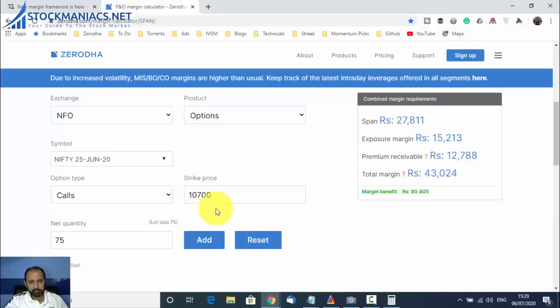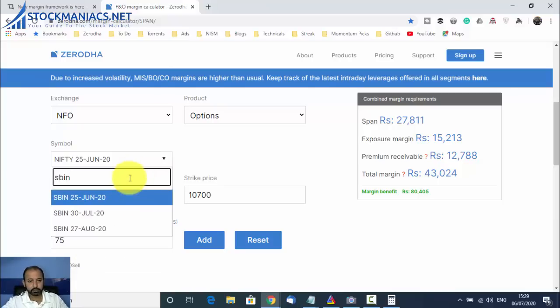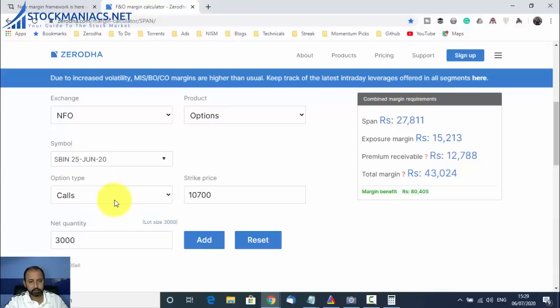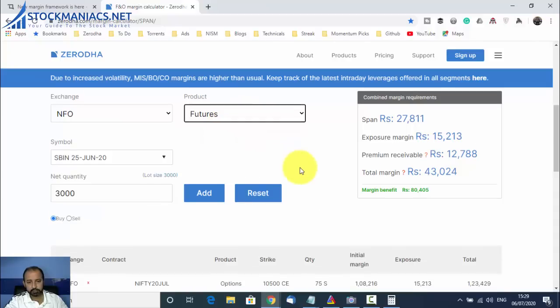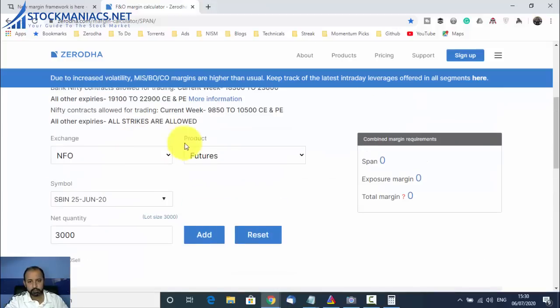Similarly, my dear friends, instead of Nifty or Bank Nifty, if you trade on say any stocks, suppose you trade on SBI. So SBI in June 20. So instead of options, let us now go to futures. First, let me delete all the positions. So SBI in futures, the net quantity lot size is 3000 and we will be buying.